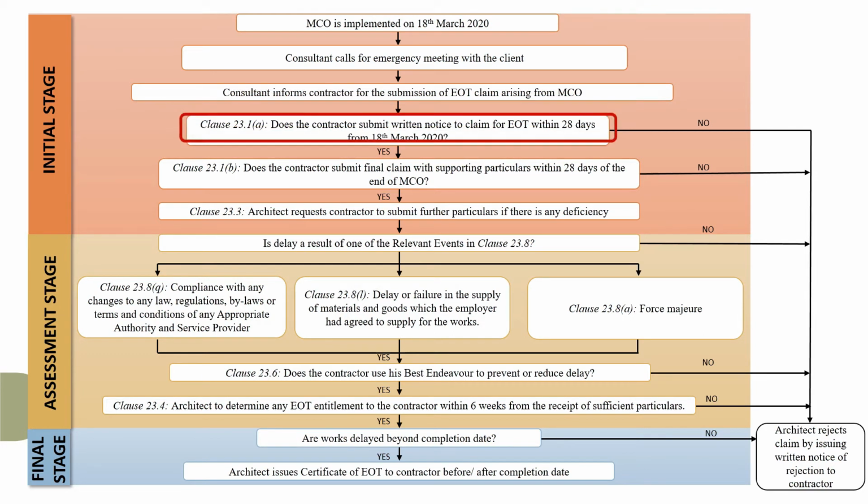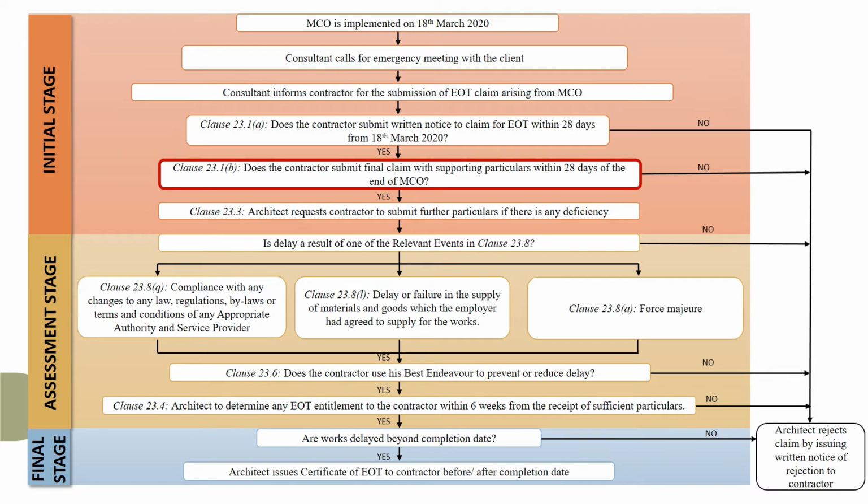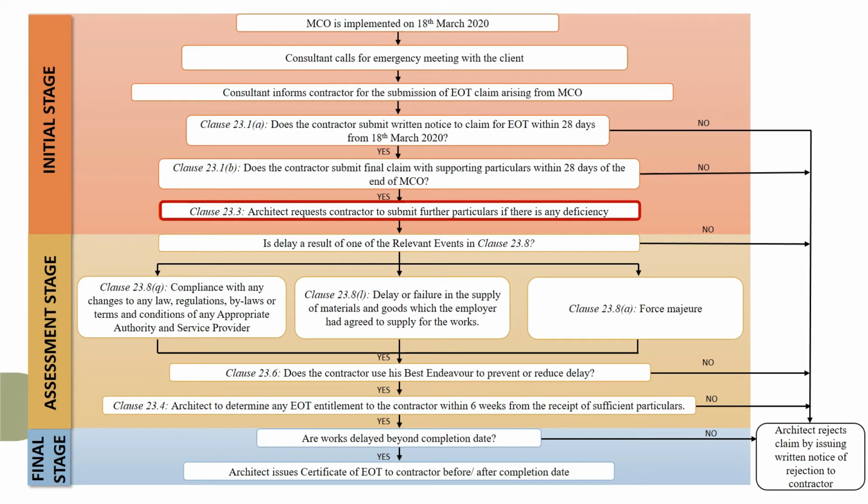To illustrate, the contractor should submit written notice to the architect, which includes the initial estimate of EOT and relevant particulars within 28 days from the commencement of MCO. When MCO has lifted, the contractor must within 28 days submit the final claim supported with all particulars to the architect. The architect requests the contractor to submit further particulars if there is any deficiency.